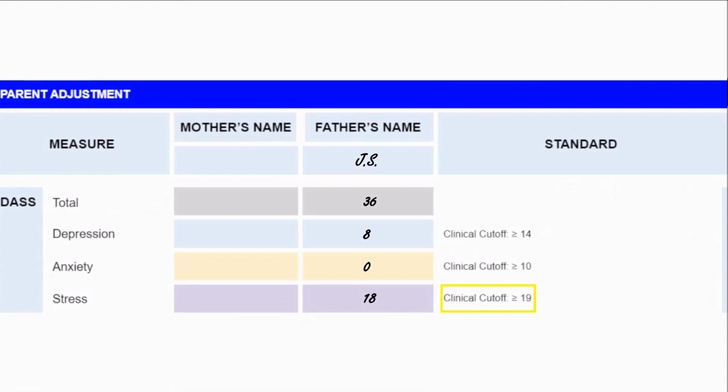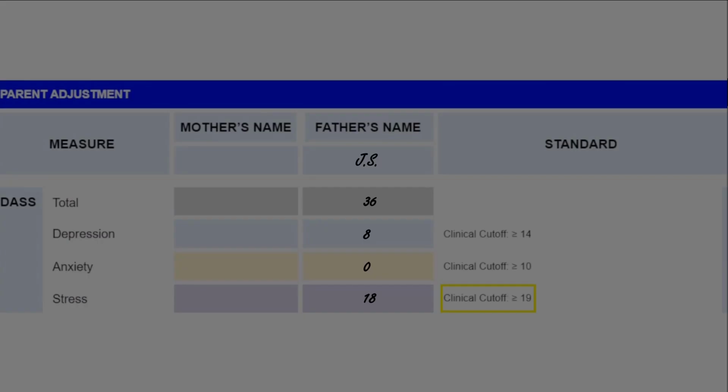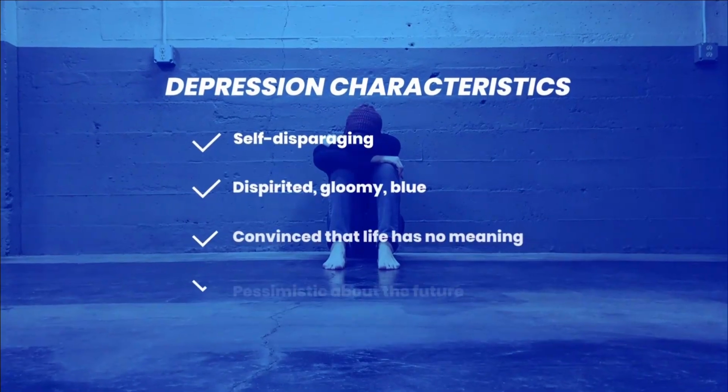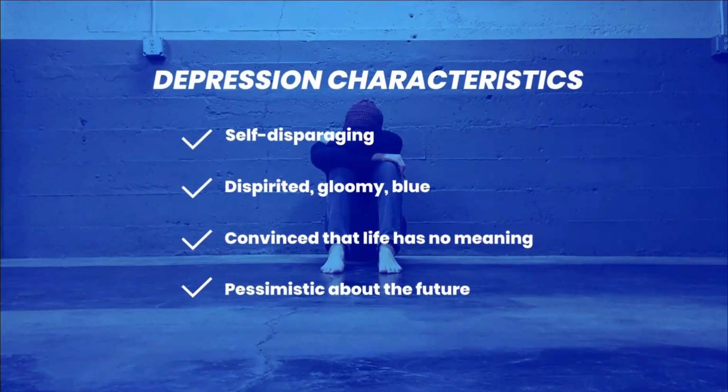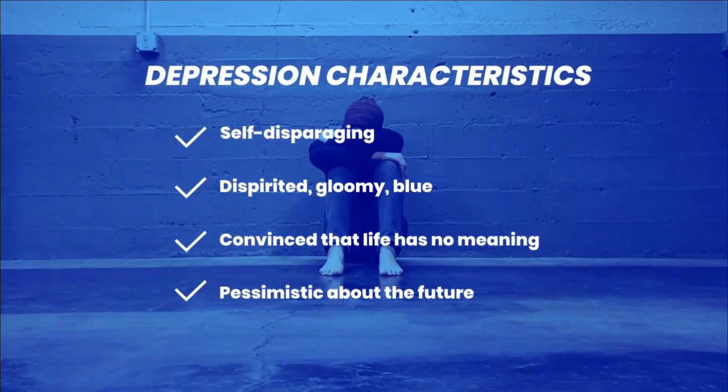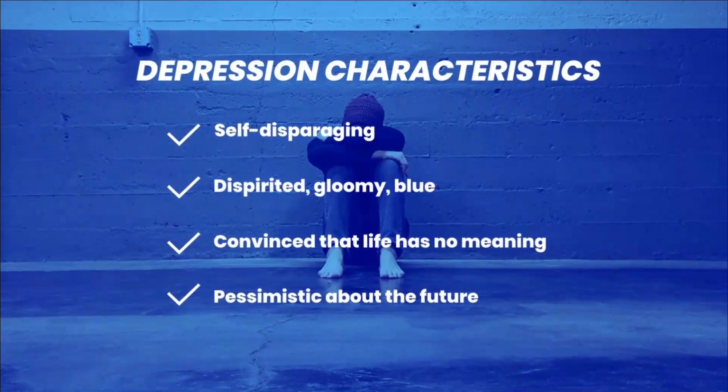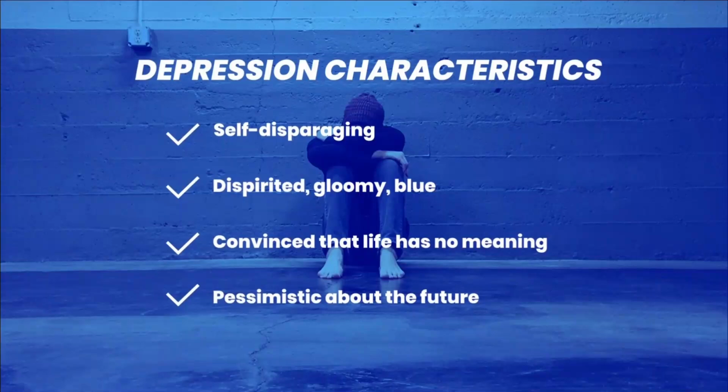The characteristics of each of these are many, and I want to spend some time going through what those look like for you. Those who score high on the depression scale have the following characteristics. They may tend towards being self-disparaging, dispirited, convinced that life has no meaning or value, pessimistic about the future, unable to experience enjoyment or satisfaction, unable to become interested or involved, and slow, lacking in initiative. Stop and think a minute how that may impact your case and the overall success or unsuccess of your case.